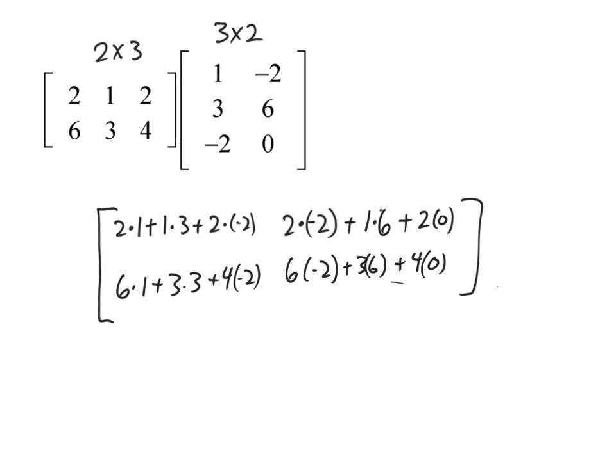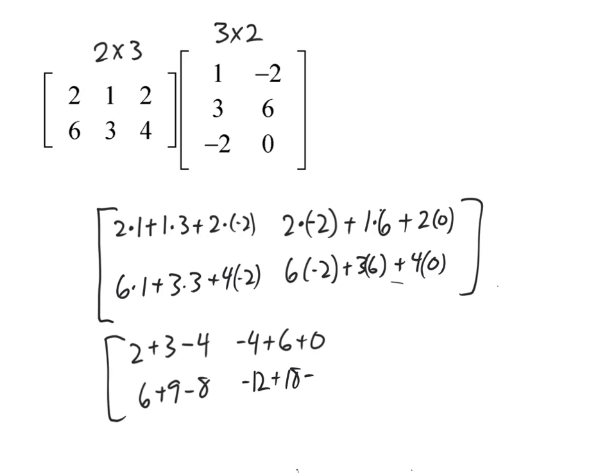So if I actually do all the math, and the rest of the math you can pretty much figure out. 2 times 1 plus 3 times 1 plus 2 times negative 2, which is negative 4. And then we're going to go here, which is going to be negative 4 plus 6 plus 0. And then here, it's going to be 6 plus 9 minus 8. And then here, the last piece is going to be negative 12, positive 18, plus 0.